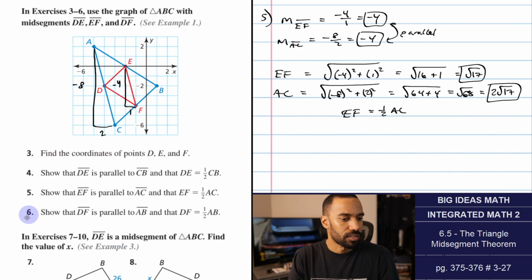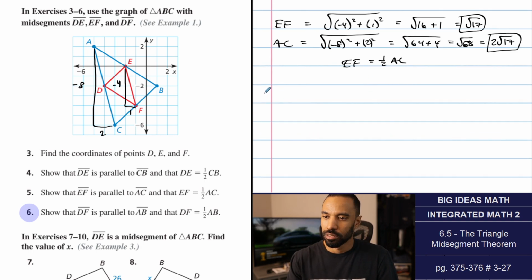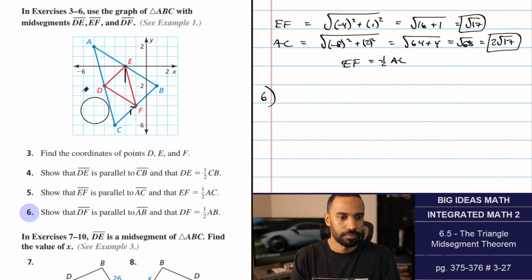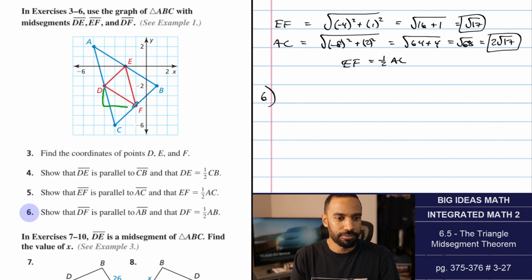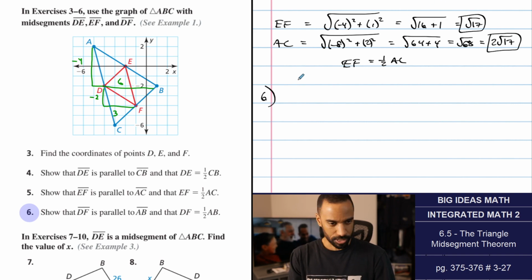Number 6, DF parallel to AB. Let's see here. Now we're talking about these guys, DF and AB. So let's count those lengths. Down 2, right 3. 1, 2, 3. And down 4, right 6. I honestly didn't count. I just assumed it would have to be true. So let's go ahead and see how that works.